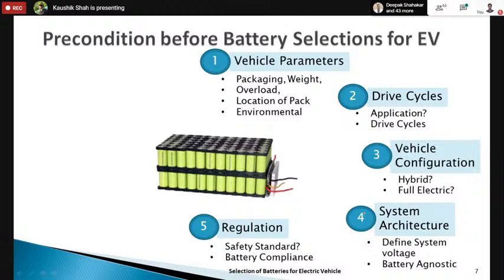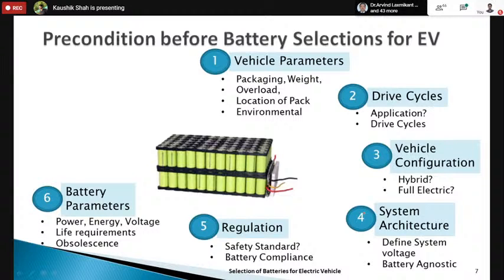You need to know what my safety standard defines, and whether I should be able to tackle that, right? So I should know about the battery compliance. These battery parameters come from the system architecture: your battery pack should give me this much power requirement, this energy, this voltage, this life requirement, and obsolescence. If I select some cells which are going to become obsolete and are not available, can I do it?